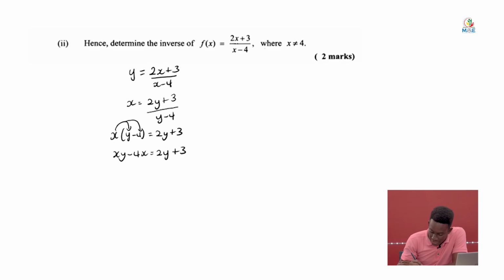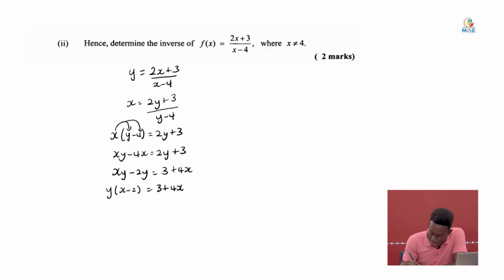So now we'll have xy, and this is adding, when we take it over, we'll subtract 2y is equal to 3. And this we're subtracting, when we take it over, we'll add, so plus 4x. And just like just now, we want to make y the subject. So we have xy here, and we have 2y. So we want to have one y alone. So what we'll do, we'll factor out the y. So we'll have y, and when we factor out y from here, we're left with x minus, when we factor out y from here, we're left with 2, is equal to 3 plus 4x.